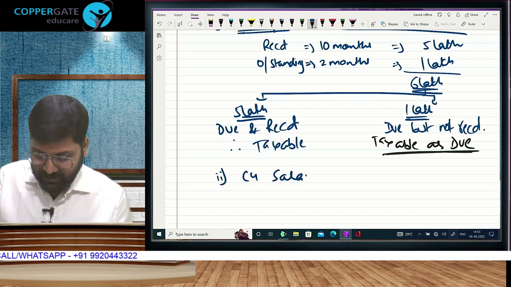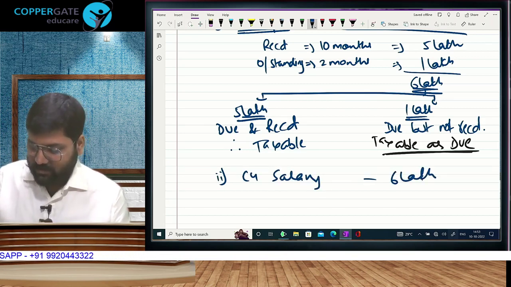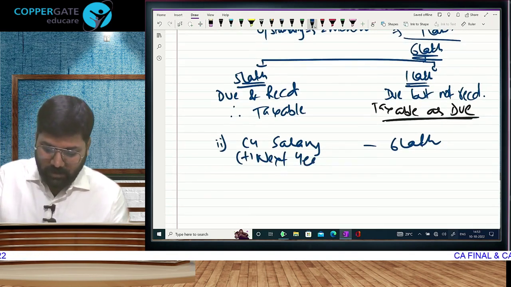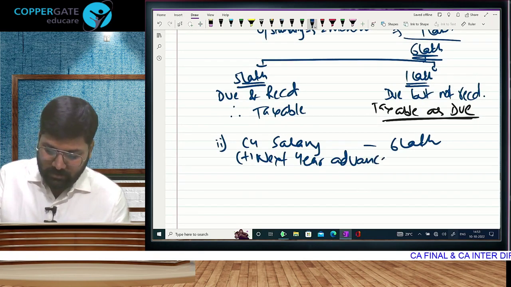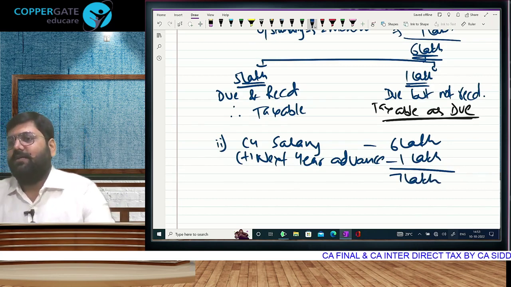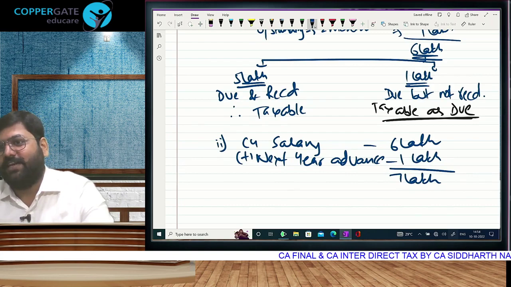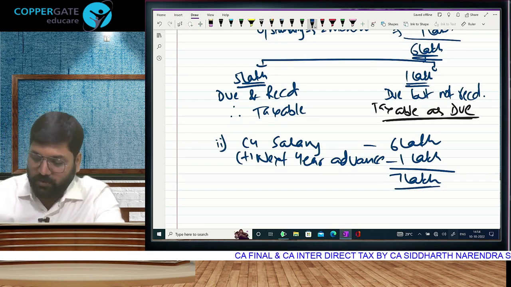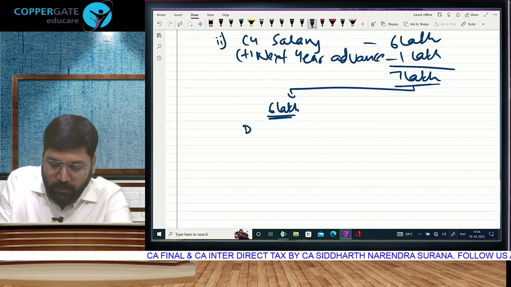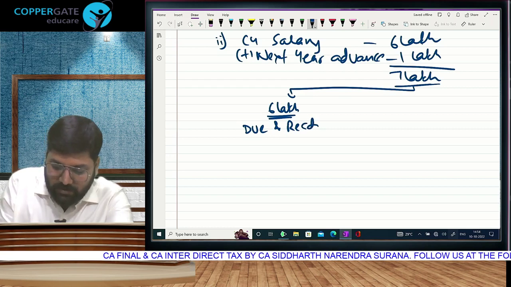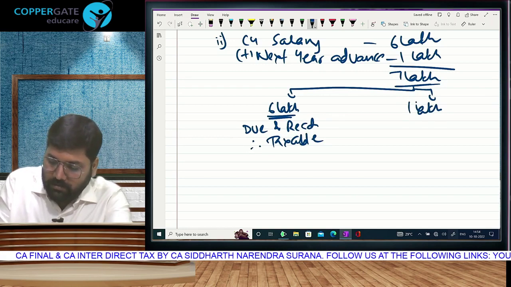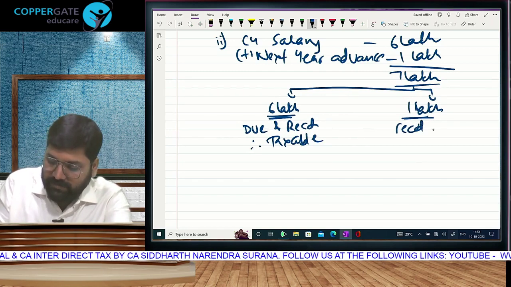Current year salary 6 lakh plus next year ka advance 1 lakh. Pay me 7 lakh right now. Obviously, next year don't pay the full 6. The next year he will pay only 5, goes without saying. So, ye 7 lakh ko ab break karenge. 6 lakh: due and received. To fatafat bolo. Stupid question also. 1 lakh: this time it is received.